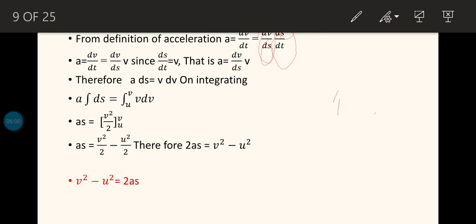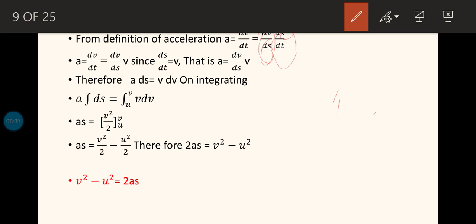Now we take a is equal to dv by ds into v. Initially a was dv by dt, now it has changed to dv by ds into v. Therefore a ds equal to v dv, with ds taken to the left side. Now on integration, a is constant, therefore we can take it outside the integral. So a into integral ds equals integral of v dv, and then we give the limits.